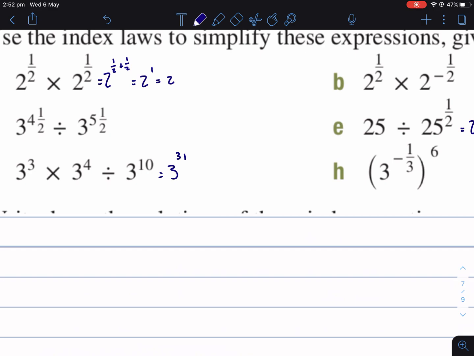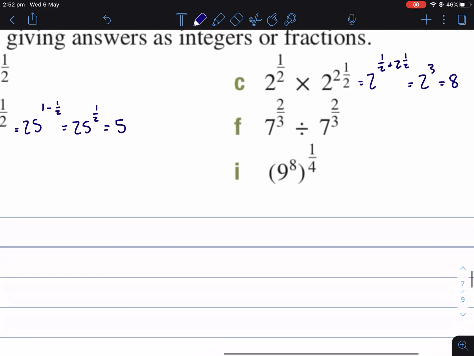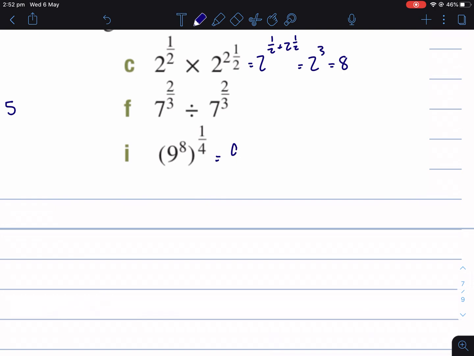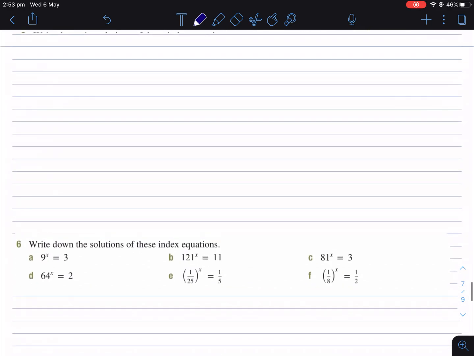3 to the 3 plus 4 minus 10 gives me 3 to the -3, which is 1 on 3 to the 3, which is 1 on 27. And this one's 9 to the 8 times a quarter, so it's 9 to the 2, which is 81. None of those should have been very surprising.